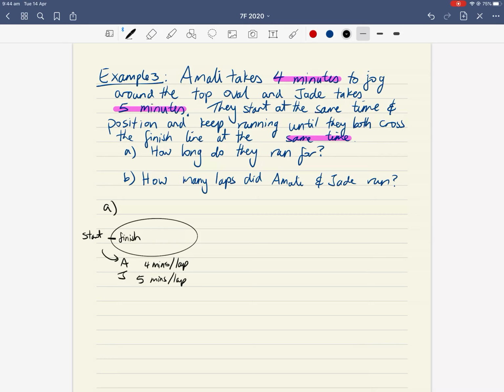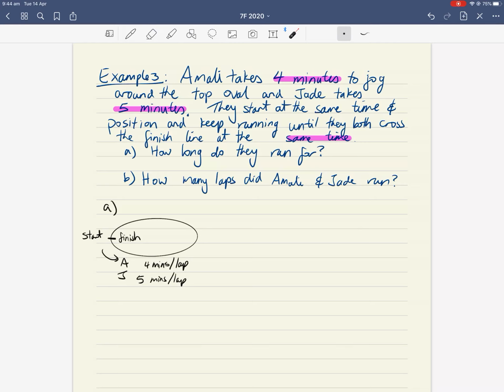So the key word here is same. Same means common, right? So we're looking for something in common. We're looking for common times. Now the question is, are we looking for common factors or common multiples?